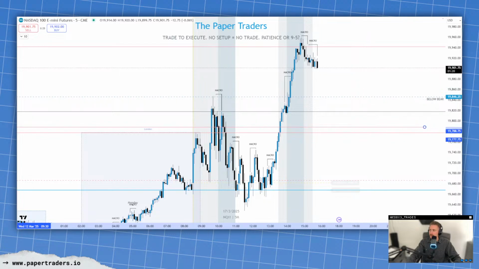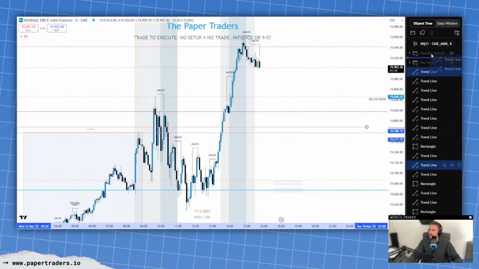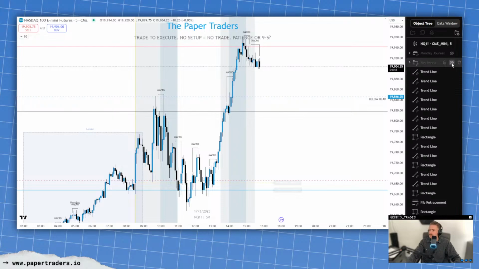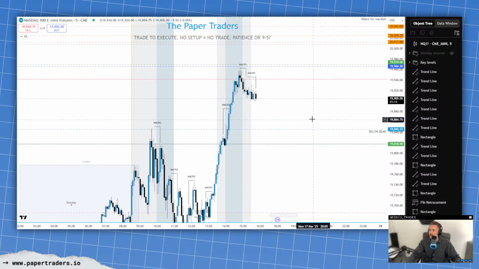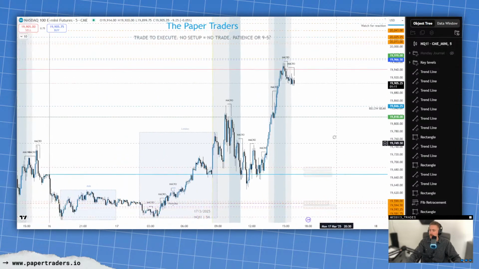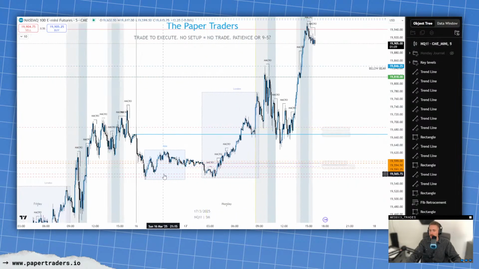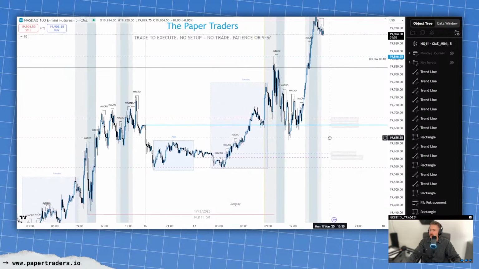Actually, put them into our Monday key levels up top. Right, all of those key levels at the bottom. You can see how we consolidated them. Came back above. Right, key levels.